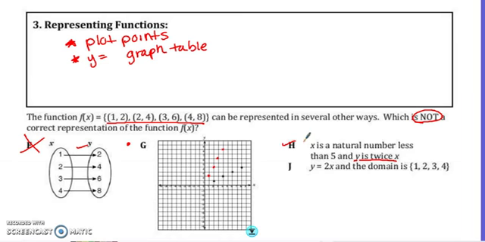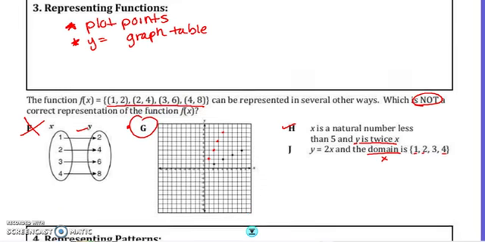And y equals 2x, which you could type into the calculator and go to the table, and yep, that's true. And the domain is 1, 2, 3, and 4. And remember, domain are the x values. So if I look at my domain, 1, 2, 3, and 4, that's also true. Okay, so the correct answer is G. That graph does not match the points that I have there.